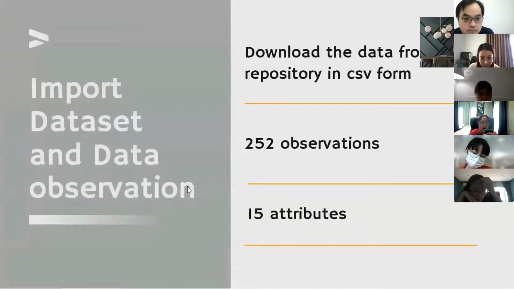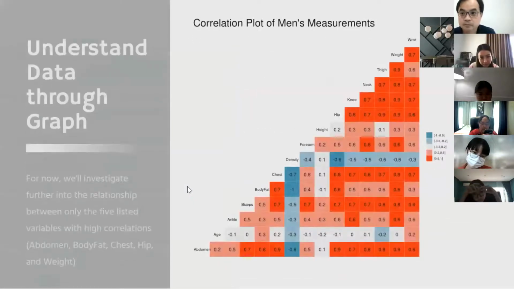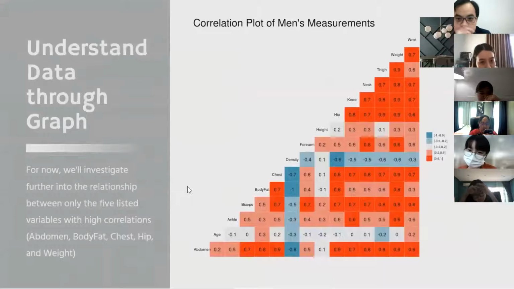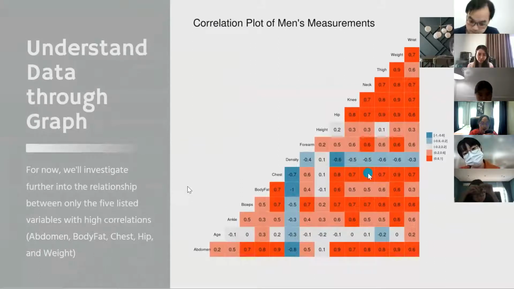So firstly, I import the data sets from Kaggle, and there are 252 observations and 15 attributes. And then I make data observations. Firstly, I use a heat map. So the red highlights represent stronger positive correlation relationship, and the blue highlights represent stronger negative correlation relationship, and the white represents 0 relationship. So I put them into a histogram to have a better visualization.